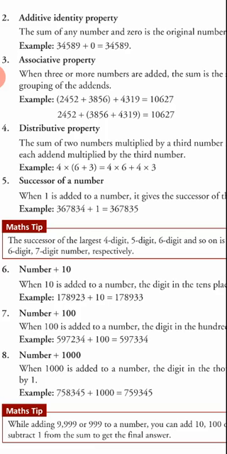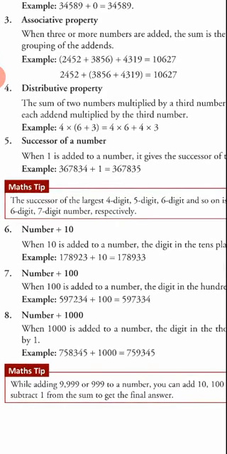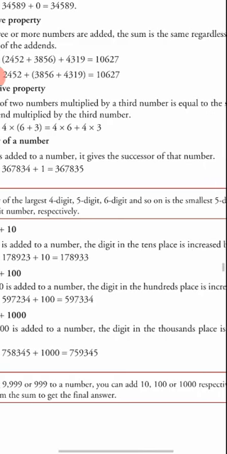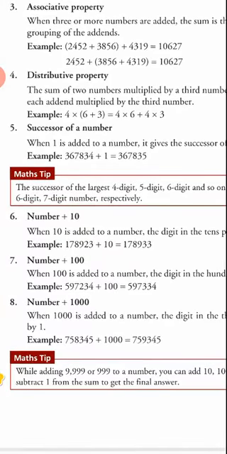Now let us come to our third property, and that is associative property. Now, what does this property imply? When 3 or more numbers are added, the sum is the same regardless of the grouping of the addends. If you are adding more than 2 numbers, then what you will do? In order to add 3 numbers, you will make a group of 2 numbers. Now, associative property is telling us that we can make a group of any 2 numbers. Your answer will remain same, whether you take a group of the first 2 numbers, the last 2 numbers, or the first and third number.